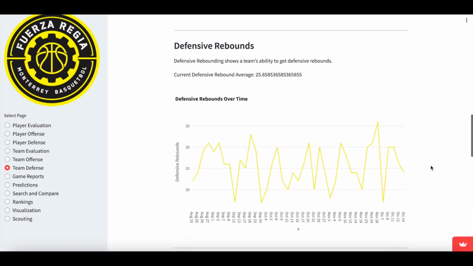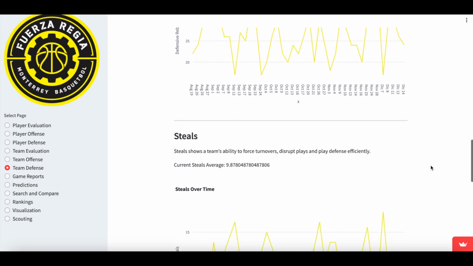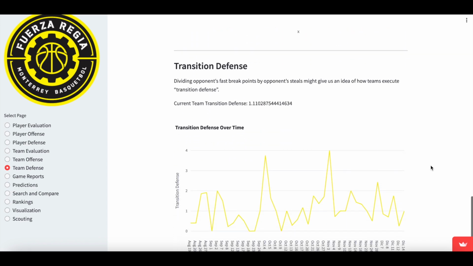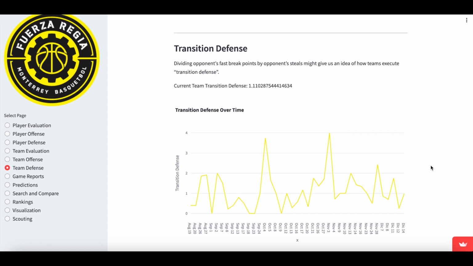We have defensive rebounds, steals, and transition defense, which would be the opposite of transition offense. Here you divide opponents' fast break points by opponents' steals. And this metric gives you an idea of how well your team executes transition defense.